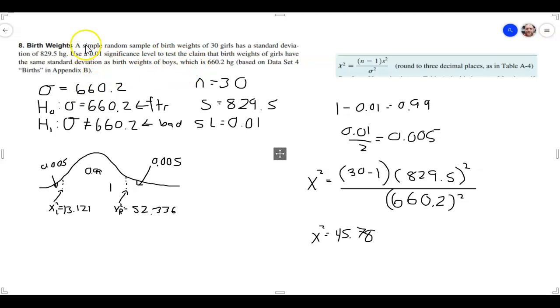So what we're saying about this is that this value of 660.2 is in our realm of possibilities. So this standard deviation for girls is a possibility. I mean, if we were doing a confidence interval, it would be one of the values that were in our confidence interval. So we can't dispute it. So we would say something like we can't reject it. It's a possibility.